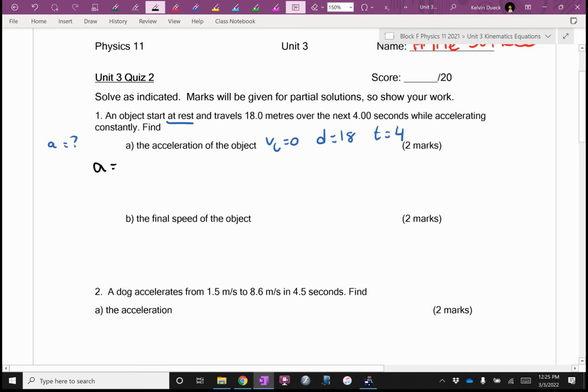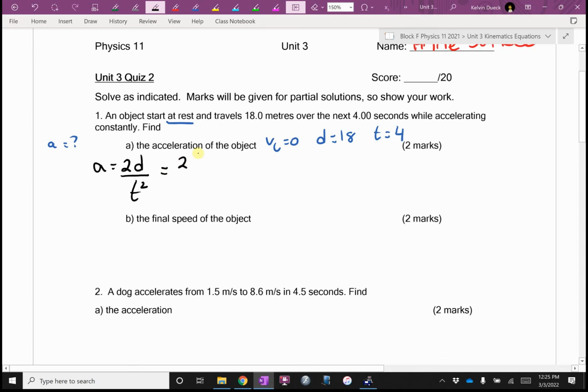Let me see. The d stays where it is. I think I times by 2. I think I divide by t squared. Do I need to square root here? Is there a squared on the a? Nope, no square root here. Okay? So just because it's a t squared does not mean you're going to square root. You'll square root if you're trying to get the t by itself.